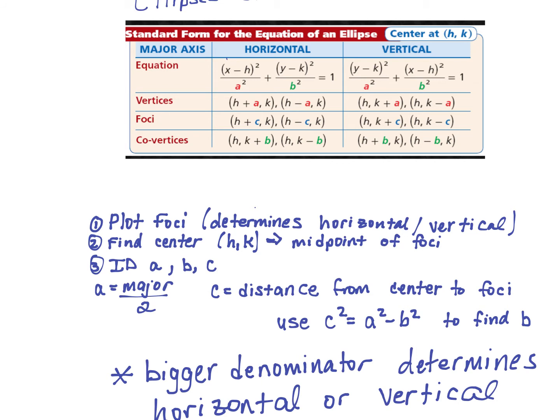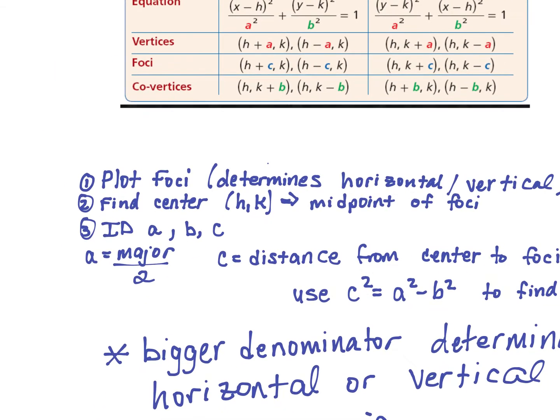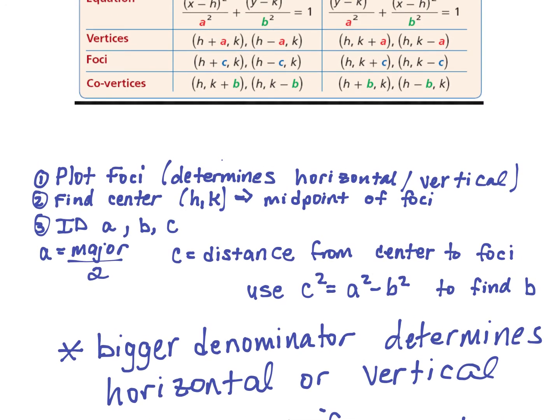Then you identify your A, B, and C. If they give you the major axis length, your A is just the major length divided by what? 2. Okay. Your C is the distance from the center to the foci. You literally count. And then to find the B, you use that little formula: C squared equals A squared minus B squared. So this little cheat sheet will help you very much with our first example.